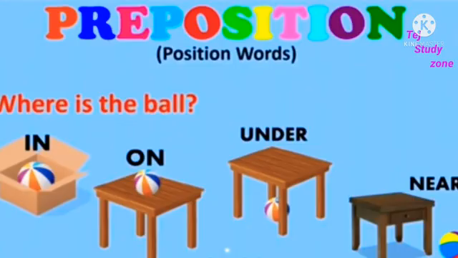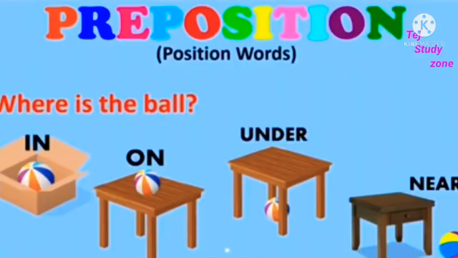And if you see picture number 2, the ball is on the table. Picture number 3, the ball is under the table. And picture number 4, the ball is near the table. Children, you can identify the position of the ball. How do we identify the position of the ball? By seeing the position where the ball lies, we are able to identify. The ball is inside the box, on the table, under the table, and the ball is near the table.